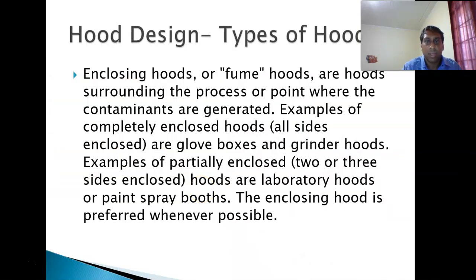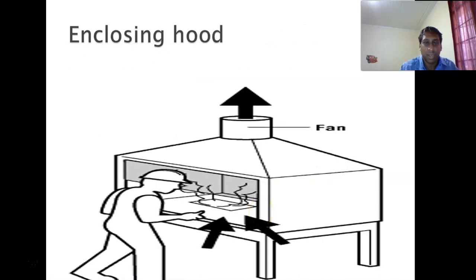Hood design, types of hood: enclosing hoods or fume hoods are hoods surrounding the process or points where the contaminants are generated. Examples of completely enclosed hoods, all sides enclosed, are glove boxes and grinder hoods. So you may have been familiar with that. To get your hand inside of it, you'd have to put your hand into the glove. That's an example of a totally enclosed hood. Or spray paint spray booths. The enclosed hood is preferred whenever possible. So this here would have been an enclosed hood.